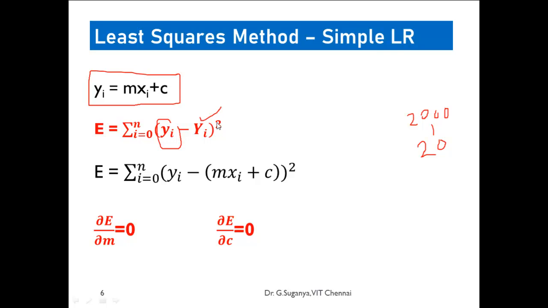We never bother about the sign, but we bother only about the magnitude of it. Okay, how much is the difference? In order to bring in that magnitude, we are squaring it. By squaring it, the sign will get lost, right?